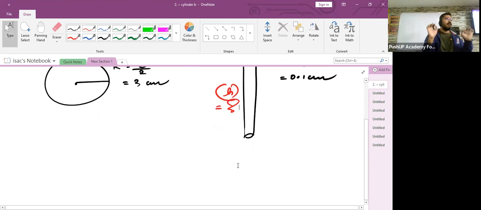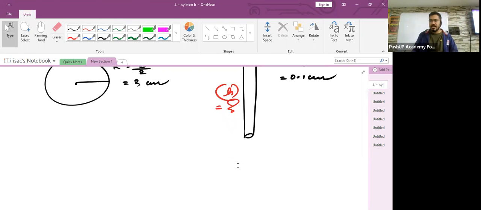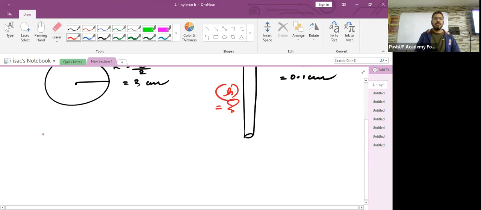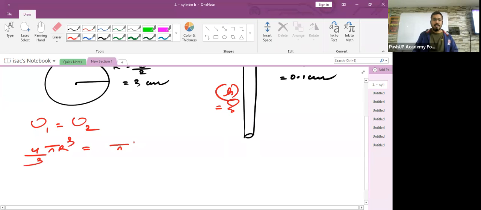One simple technique I taught you from the beginning: when melting and recasting is mentioned in the question, you have to use this concept. Volume 1 is equal to Volume 2. Why can't you just grab this information, children, and use it repeatedly? What is the first solid here, sphere? What is the formula? 4/3 pi r³. How do you find the volume of a cylinder? It's pi r square h.